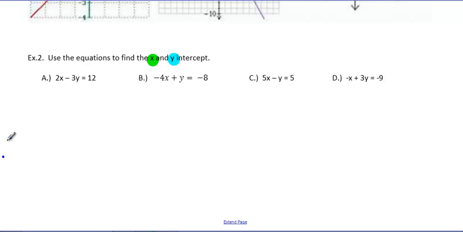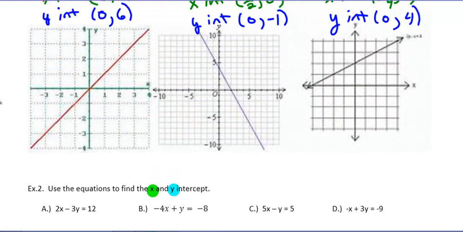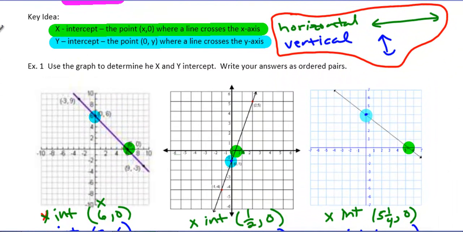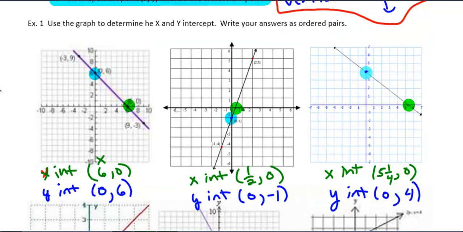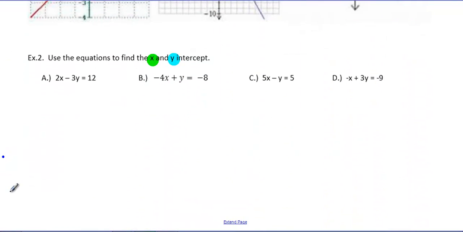So this goes back to the idea of how these points are constructed. An x-intercept has an x value and y is 0. A y-intercept has a y value and the x is 0. So using that information, what I'm going to do is find the x-intercept first. So I'm going to make the y value 0.